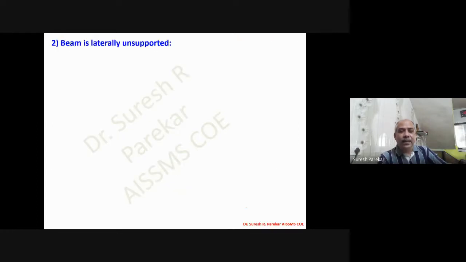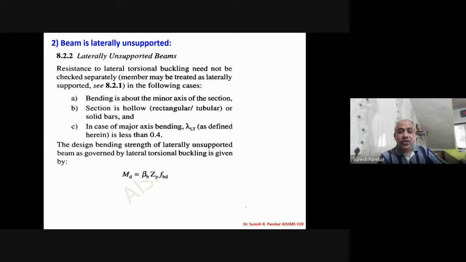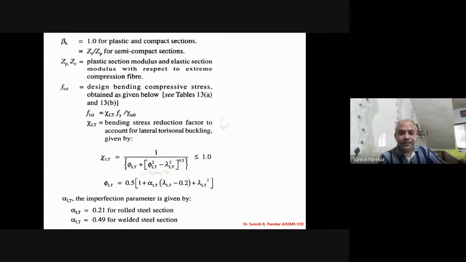Now, when the beam is laterally unsupported: 8.2.1 is for laterally supported, and 8.2.2 is for laterally unsupported. In this, the formula is Md equal to beta b Zp into fbd. Here the criteria are given, so we will not go into detail. So the design bending strength of a laterally unsupported beam is beta b Zp into fbd.